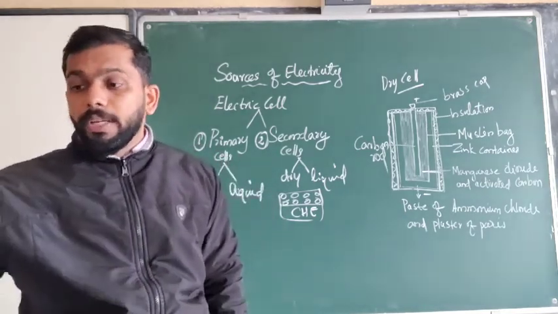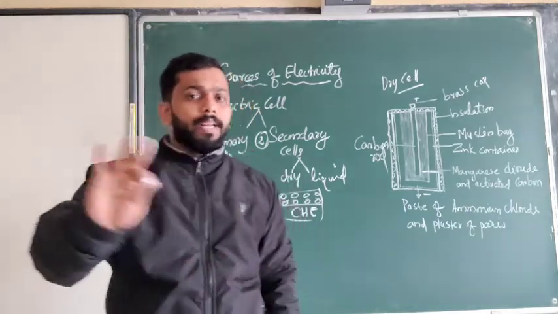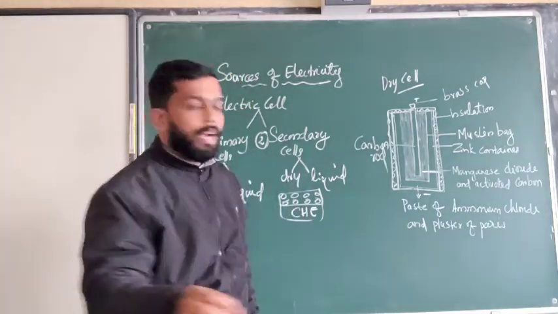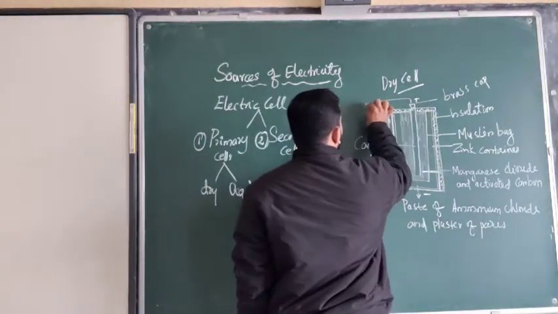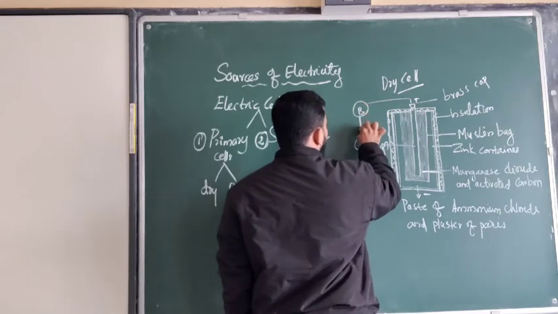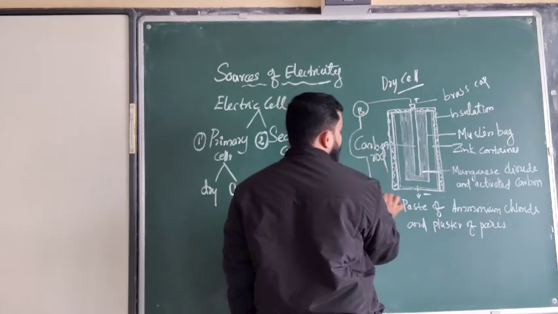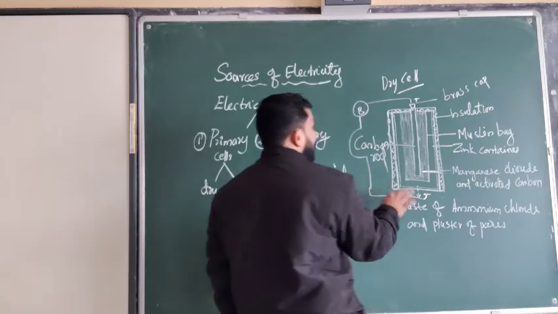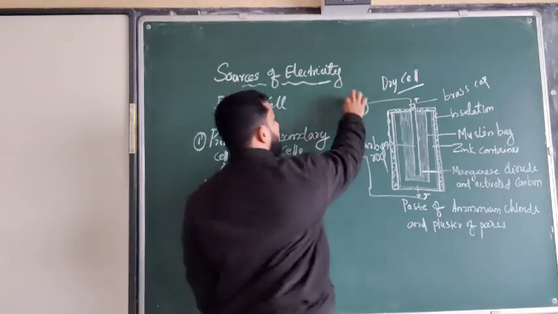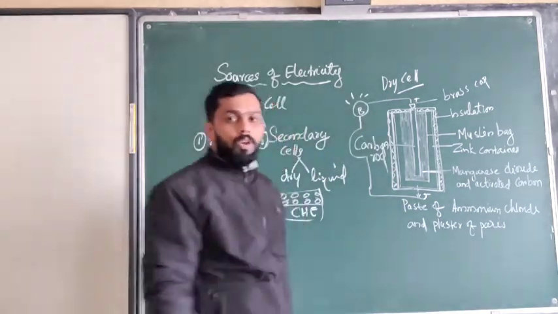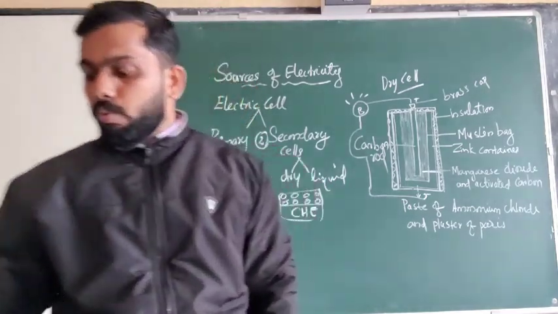Now again, how will it work? That means when it is not connected, it is not working. How can we connect? We can connect with a wire, a bulb can be given, a switch can be given, and we connect with the negative terminal. Then when the switch is on, the bulb will be glowing. Okay, this is how the dry cell is working.